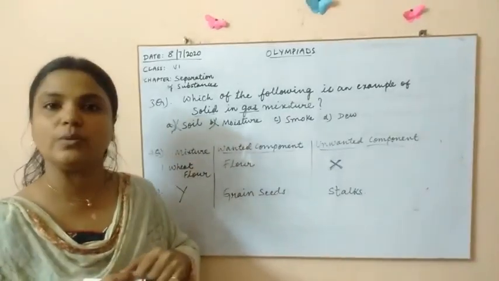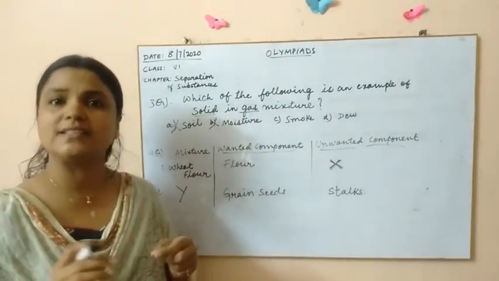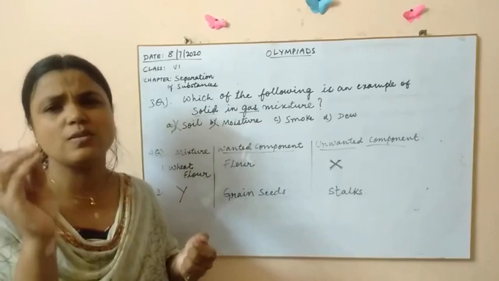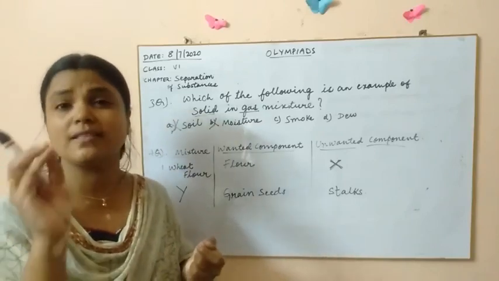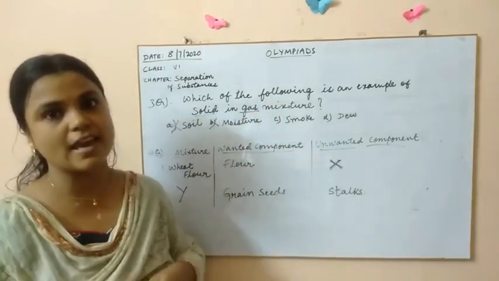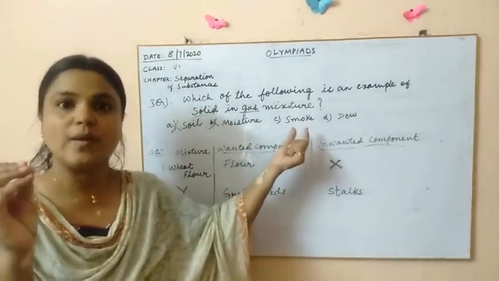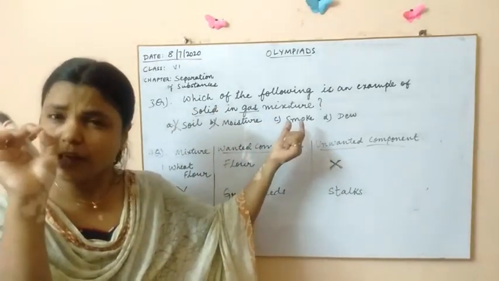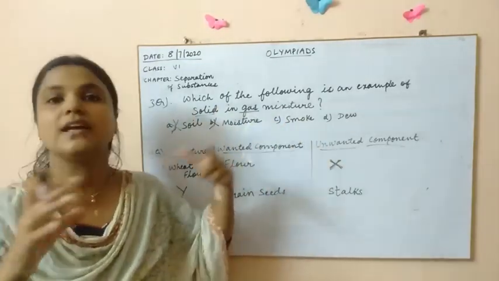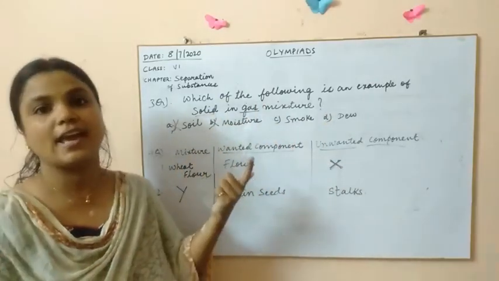Let us see the third one. It is smoke. So what is smoke actually? It is nothing but very fine soot particles, also called carbon particles, which are dispersed in the gas medium, nothing but in air. So smoke is nothing but dust particles or very fine carbon particles that are present in the air. Carbon particles are solid and air is a gas.